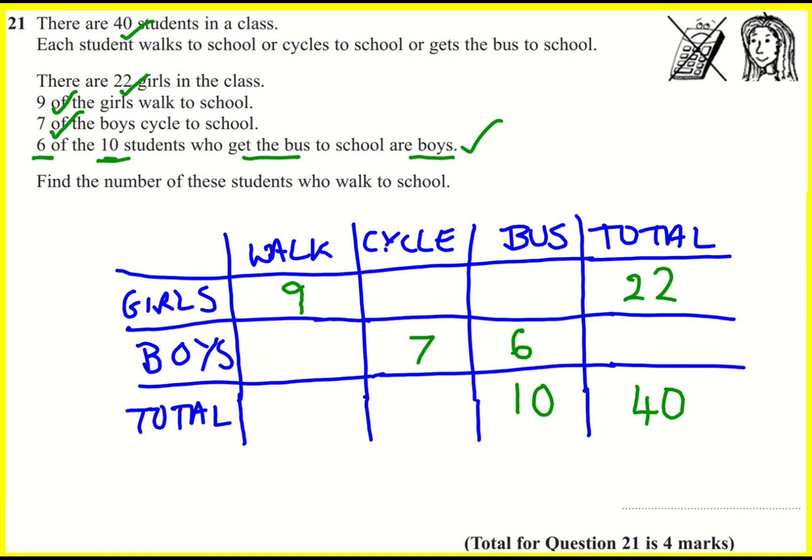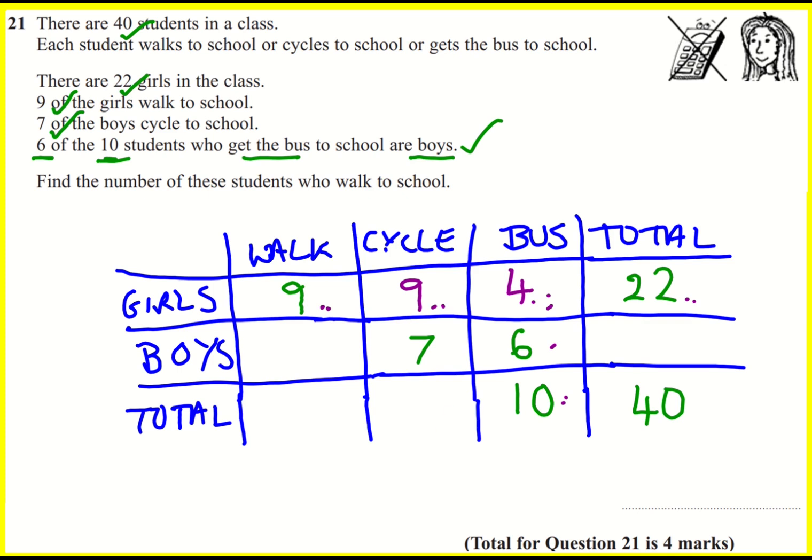I'm now going to change colour and try and fill in the rest. So probably the easiest one to start with is the fact that this is going to be 4. So 4 girls get the bus. Why? Because 10 take away 6 is 4. Now I can figure out this one, because if I add together 4 and 9, I get 13. And if I subtract it from that, I get 9. I hope you followed that. I added that and subtracted it from that to leave me with this.